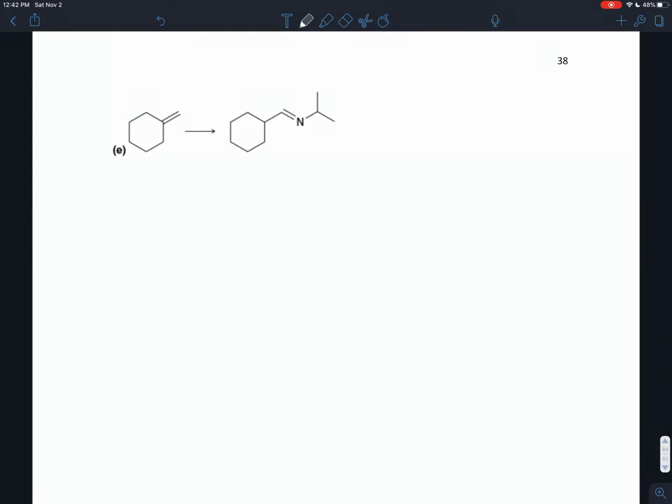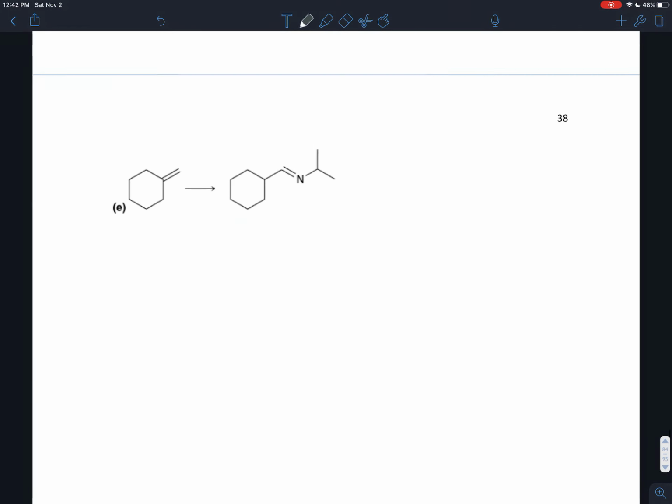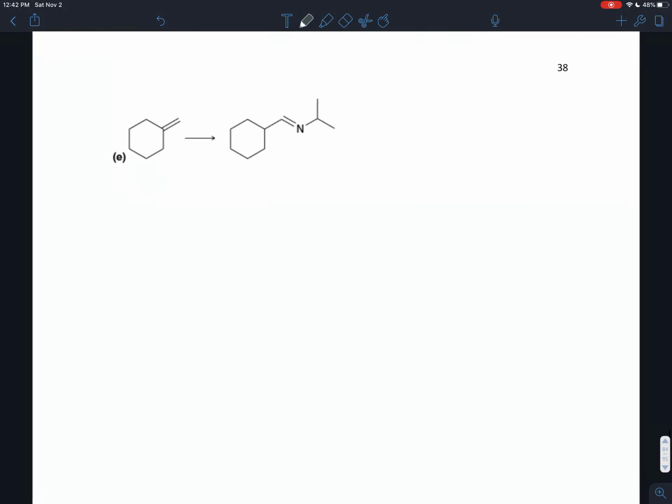So we're continuing exercise 20.41. We've finished doing up to D at this point. So here we have E. When you look at E, we don't just have an alkane this time. We have an alkene, and that means that a lot of possibilities are open to us.